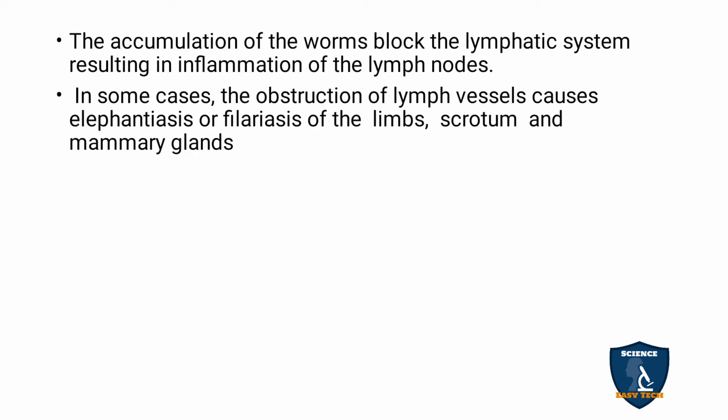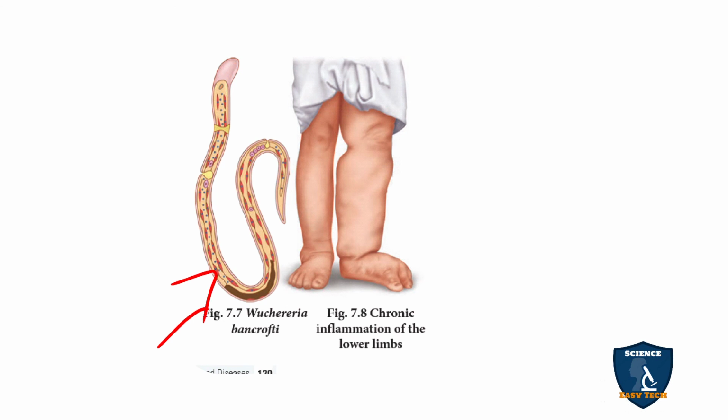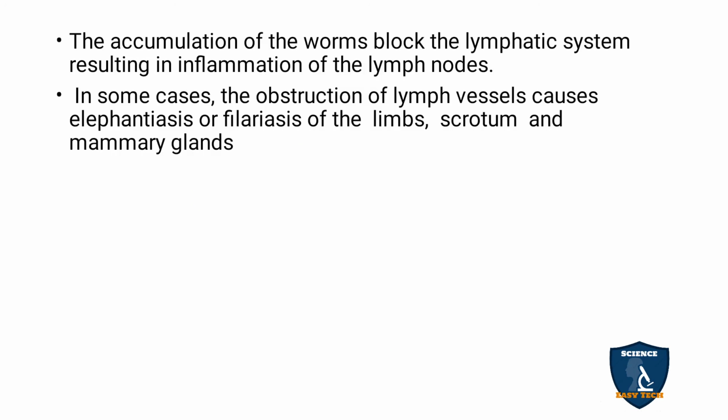So the accumulation of worms blocks the lymphatic system, resulting in the inflammation of the lymph nodes. So the worms accumulate here in the region, that is in the lymphatic system, in the lymph nodes. Due to that, the fluid normally cannot move off. Due to that, the swelling, that is inflammation, occurs in the leg region.